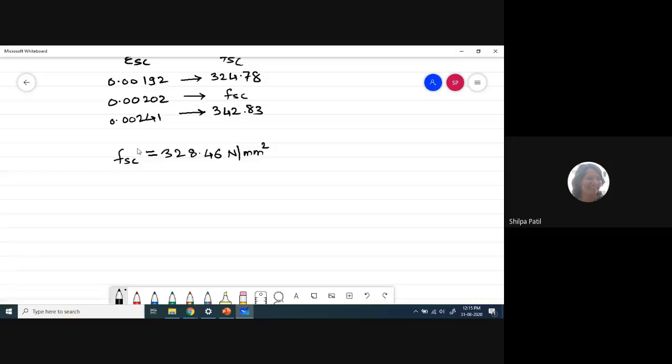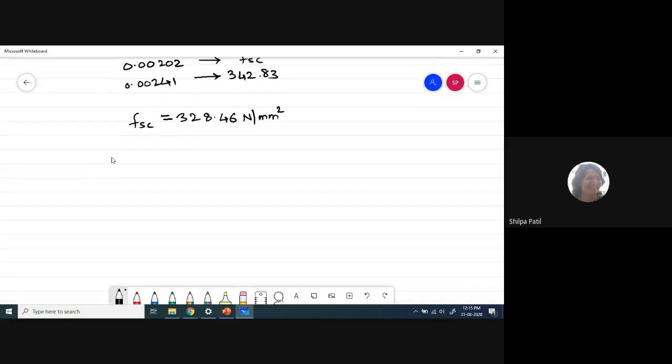Because I'm getting a little lesser value. 263.20. No. 263. No, no. Any other answer? Yes, ma'am, same. 328.46. Same. Okay, fine. I was getting 327.74. No problem. It is just a difference of 1 Newton per mm square.